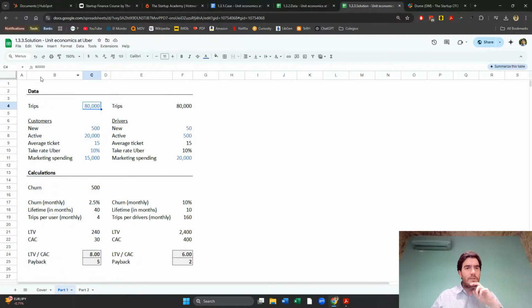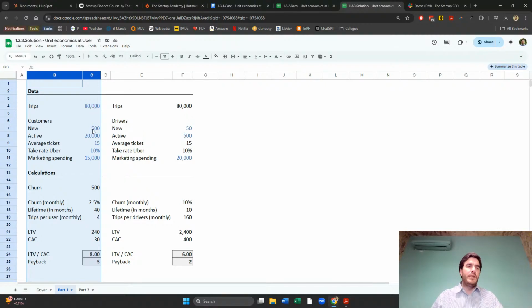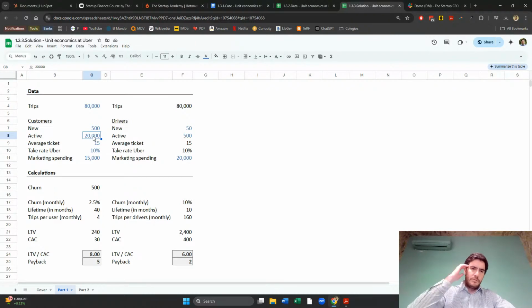On the customer side, there are 80,000 trips in the city of Barcelona per month, I think. 500 new customers in Barcelona. Well, sorry, in a city like Barcelona. In this city, 20,000 active customers that every month get an Uber. Average ticket, let's say 15. Take rate of Uber, so what they keep in margin, is 10%. And the marketing spending for that city is 15,000 per month.